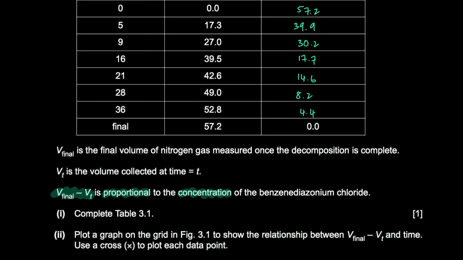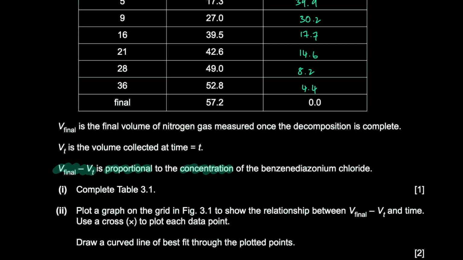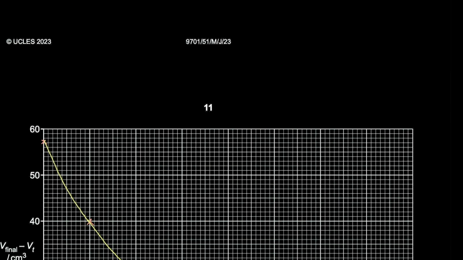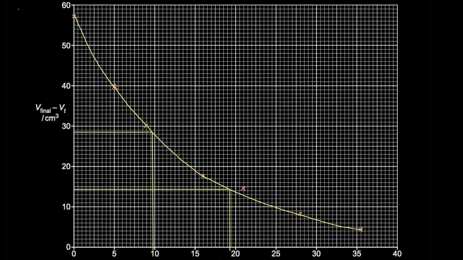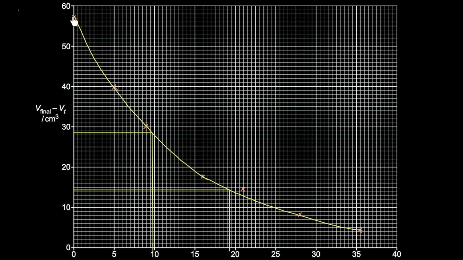Plot a graph on the grid in figure 3.1 to show the relationship between V final minus Vt and time. Use a cross to plot each data point, and draw a curved line of best fit through the plotted points. Here's the line of best fit that I've drawn. We can see that we have this anomalous point here, and I'm going to circle this anomalous point.